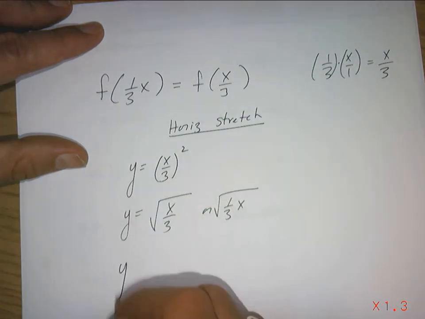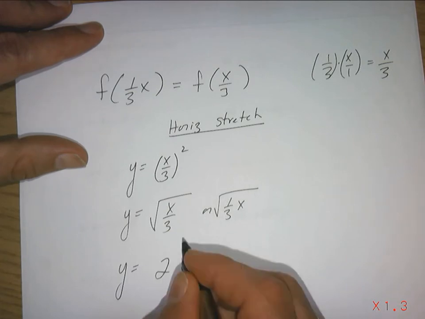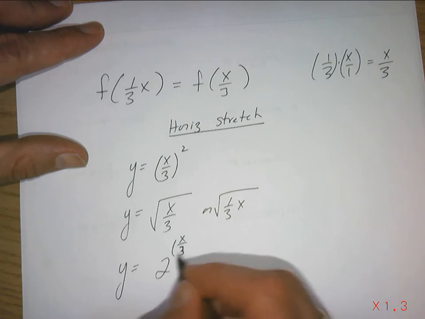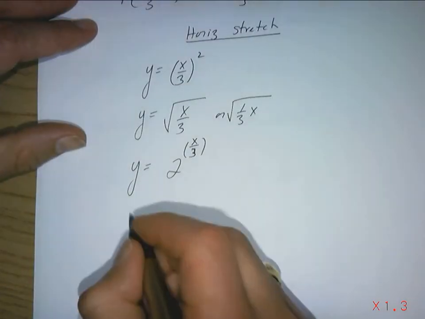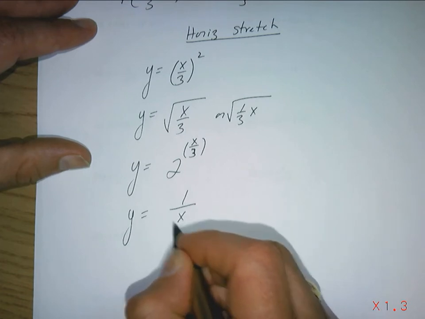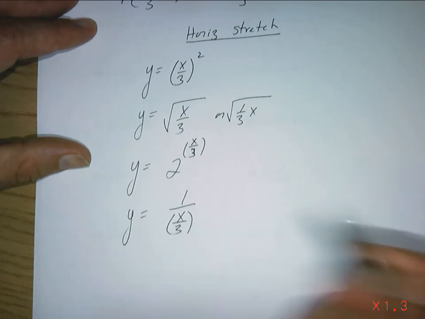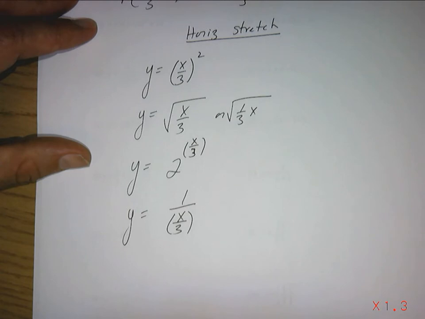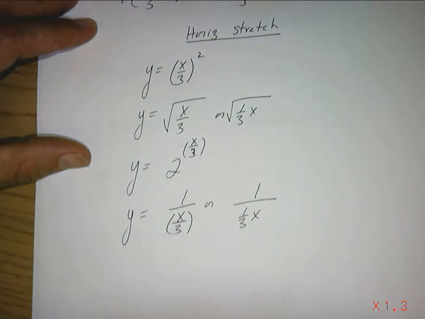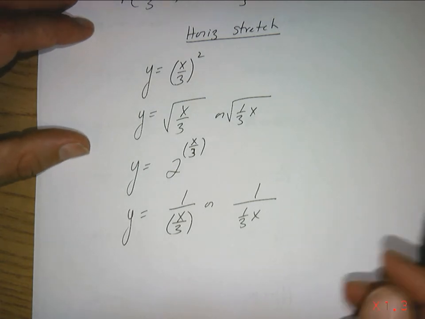For the exponential base 2, it would be x over 3 up on top. For the reciprocal, it would look like that, or like that. And that would be a horizontal stretch. Okay, so I'm going to stop there, and then we will come back in just a moment.